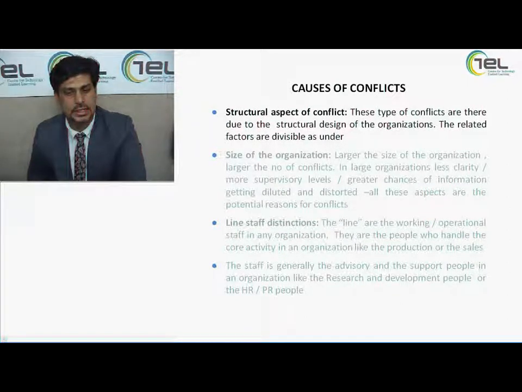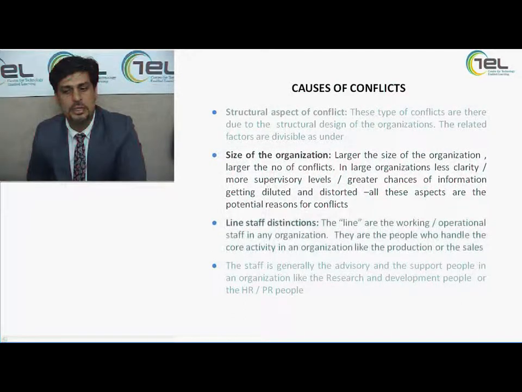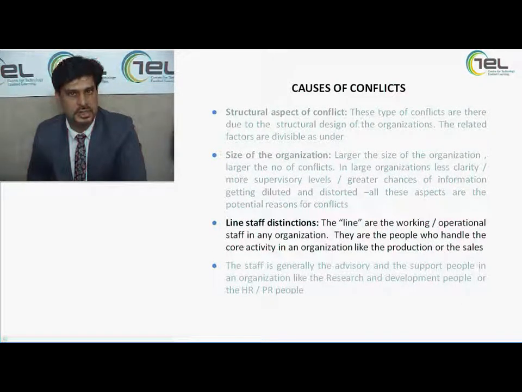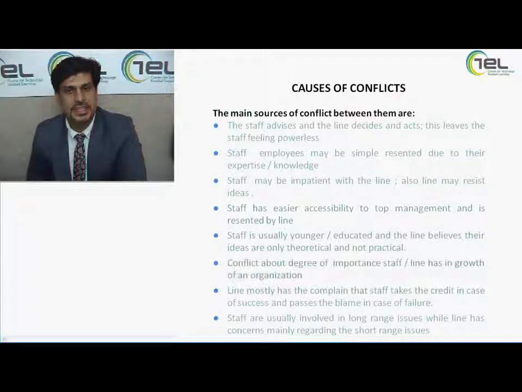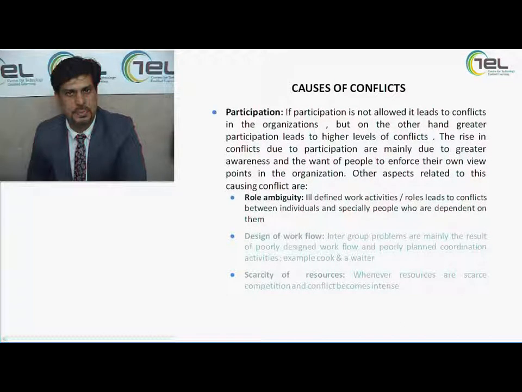One is the size of the organization. Number two is the line and staff distinction and the conflict between them. Number three is the participation aspect. Number four is the role ambiguity. Number five is the design of workflow. And number six is the scarcity of resources. So all these six are components of the organizational structural design which leads to conflicts.